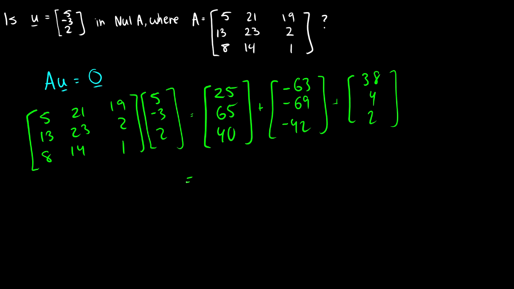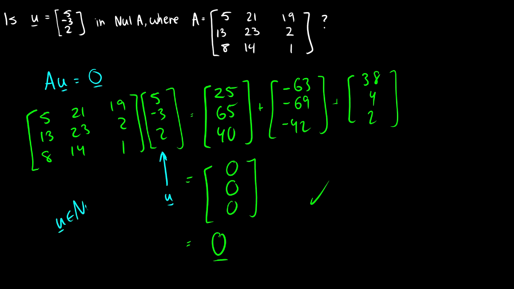And our result is 25 plus 38 is 63, minus 63 is 0. 65 plus 4 is 69, minus 69 is 0. 40 plus 2 minus 42 is 0. Therefore, we have the 0 vector. So, because A times u produces the 0 vector, u is going to be in the null space of A. So we're good.